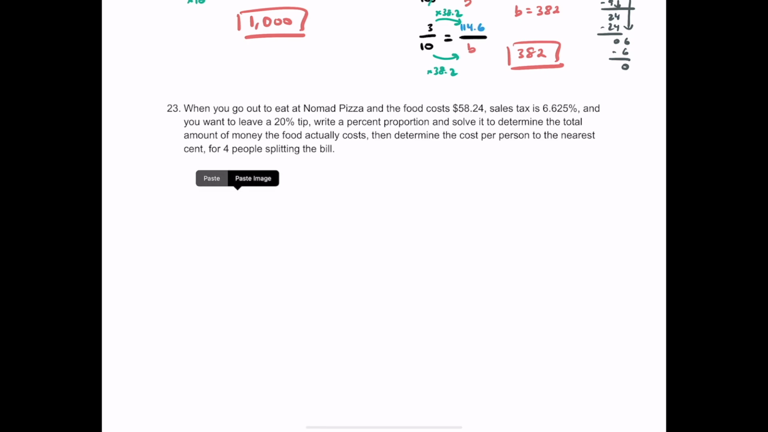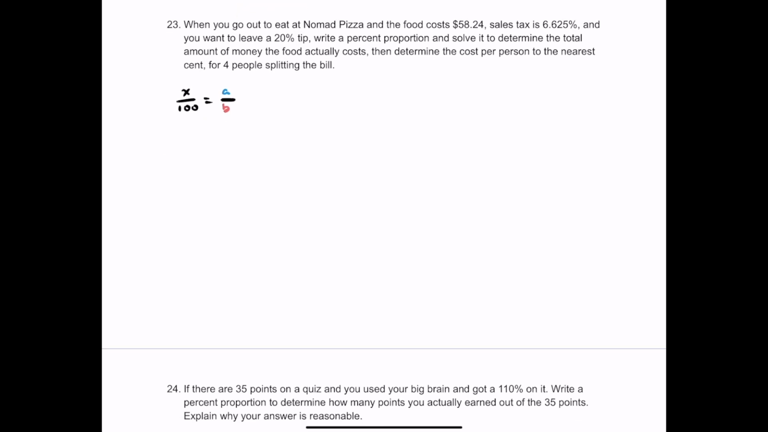So again, our percent proportion here is going to be x over 100 is equal to a over b. And this requires a little bit of extra thought here. Well, you need to figure out what the sales tax and what the actual tip is going to be. So there's 2 extra things going on here. So you're going to pay the $58.24, right? That's the cost of the food. So this is the food. But then you're going to also have to add on another value here, right? You have to add on tax.